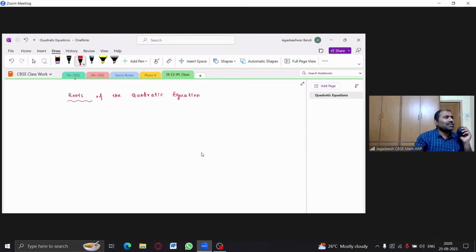Fine. So what are these roots? What is the meaning of a root of a quadratic equation? We have already discussed the standard form of a quadratic equation: ax square plus bx plus c equal to 0, where compulsorily a is not equal to 0. Why? Because if it is 0, then there will be no x term and it becomes a linear equation. That is why it is compulsory that a is not equal to 0 and a, b, c belong to complex.